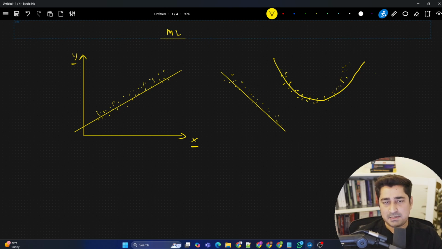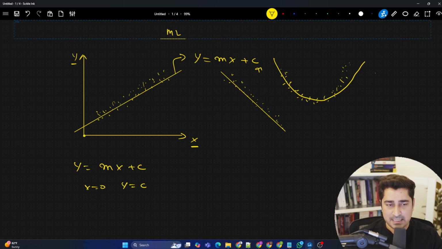So what we can do is, for this line, I can try to write an equation. And we all know the equation of the line. It's basically y is equals to mx plus c, where c is nothing but an intercept. So if I write y is equals to mx plus c, when x is equals to 0, y is equals to c, meaning when x is 0 at the origin. So what is the value of c? The value of c is going to be this one, the red one. This is something called the intercept.